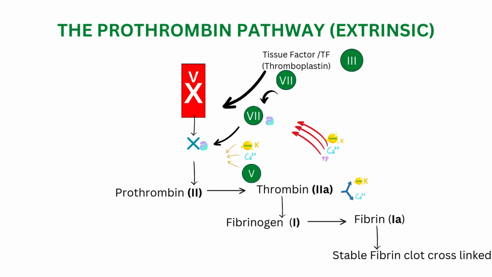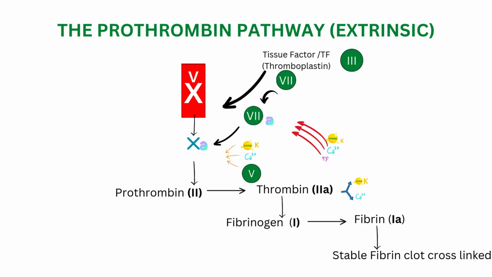Now let us look at the extrinsic pathway, or the prothrombin pathway. The extrinsic pathway is activated first, and it's initiated by external trauma that causes blood loss from the vascular system. Tissue factor, or factor 3, is exposed when the tissue damage happens.